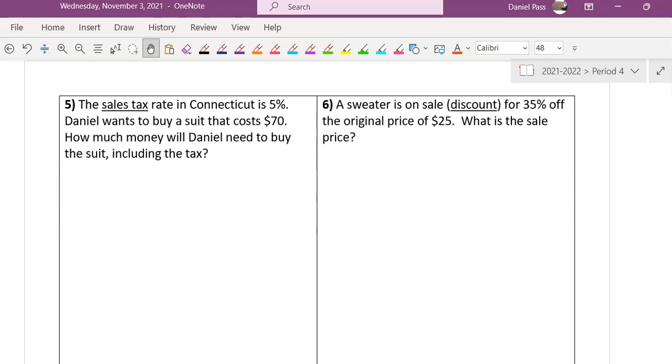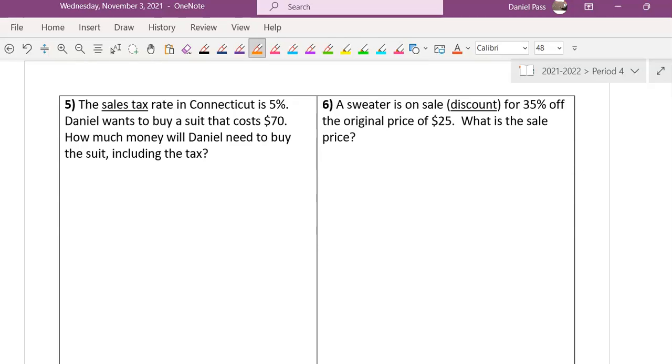The sales tax rate in Connecticut is 5%. Daniel wants to buy a suit that costs $70. How much will Daniel need to buy the suit, including the tax? Okay, so you want to pick a color? Orange. All right.